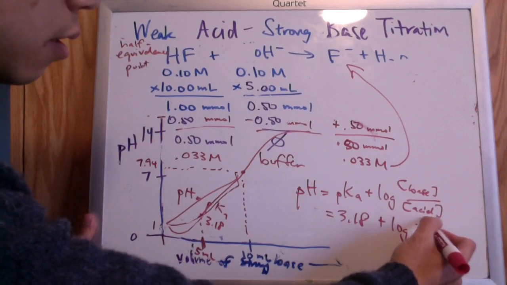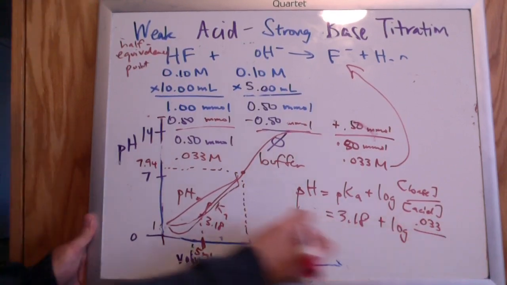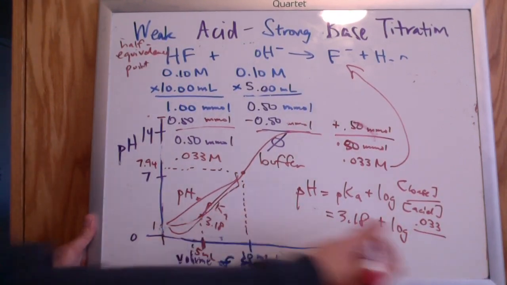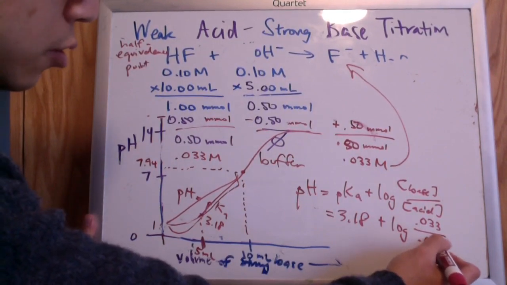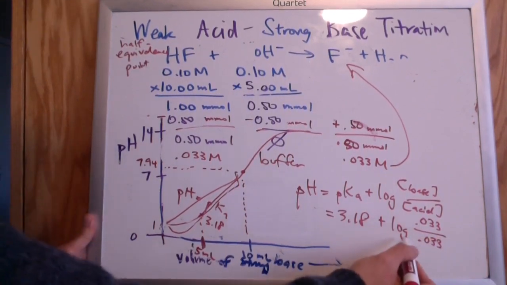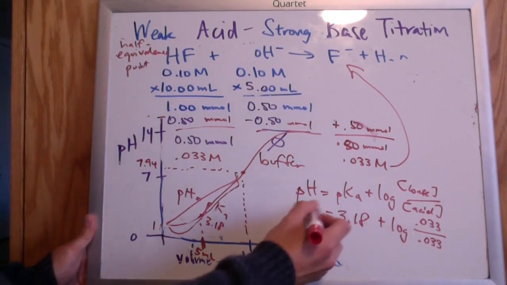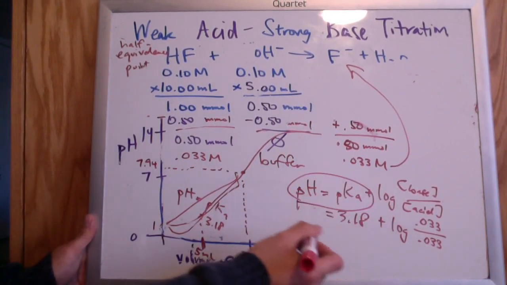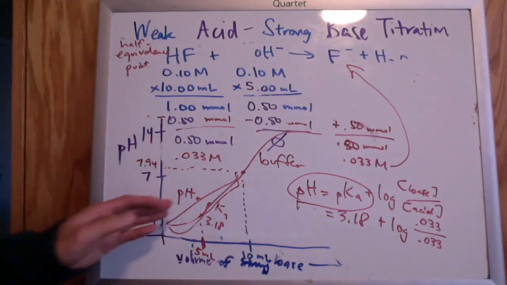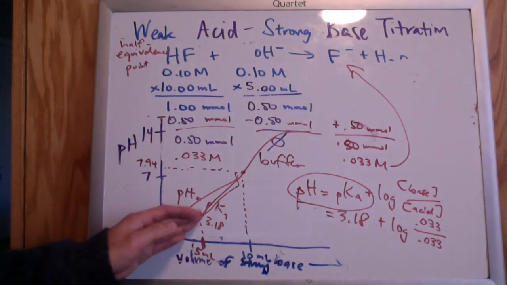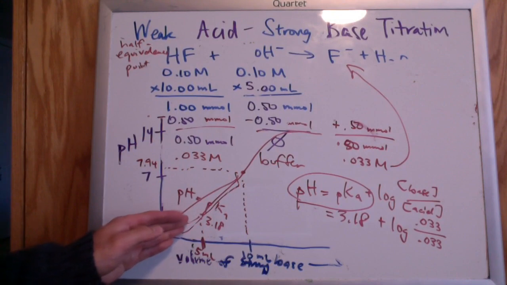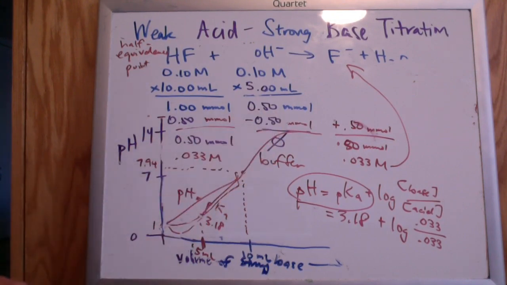the concentration of the conjugate base, which is 0.033. And then at the half equivalence point, the concentration of the acid is 0.033. And so the log of 1 is 0. And that's how pH equals the pKa at the half equivalence point. Using what we've already learned today, you can find the pH at any point along a titration curve.